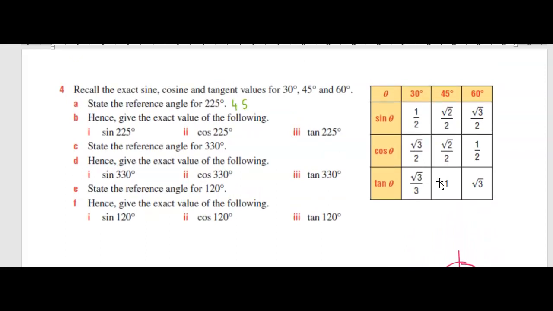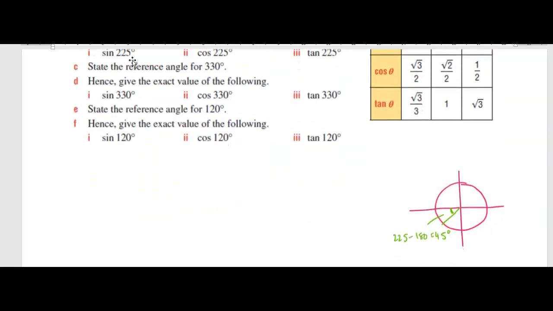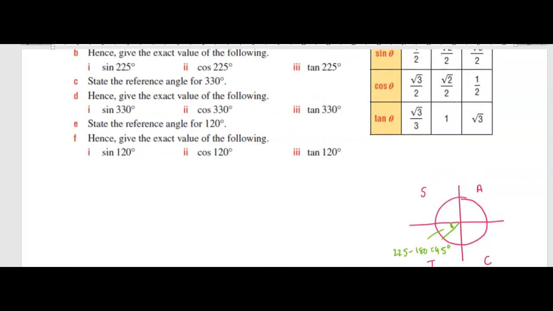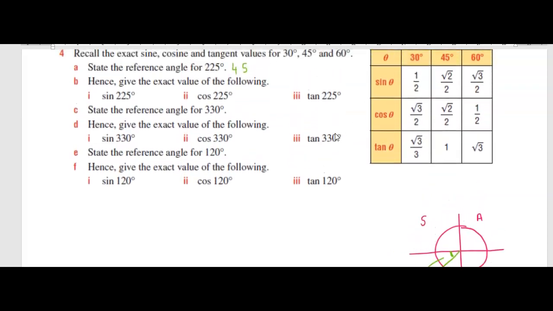Now, going back to your unit circle, we know in quadrant 1, they're all positive. In quadrant 2, only sine is positive. In quadrant 3, tan is positive. And then quadrant 4, only cos is positive. So for question B, we're doing the exact value of sine 225. So it's the same as sine 45. So sine 45 is root 2 on 2.